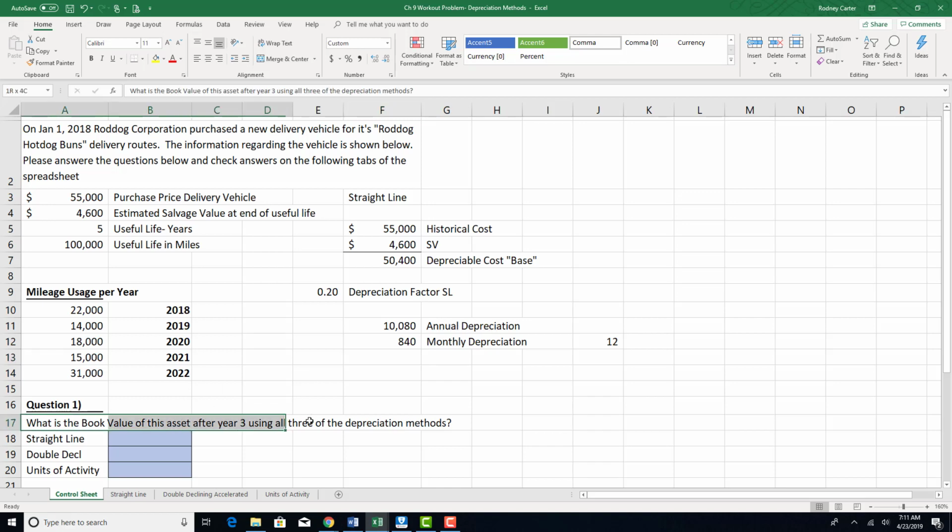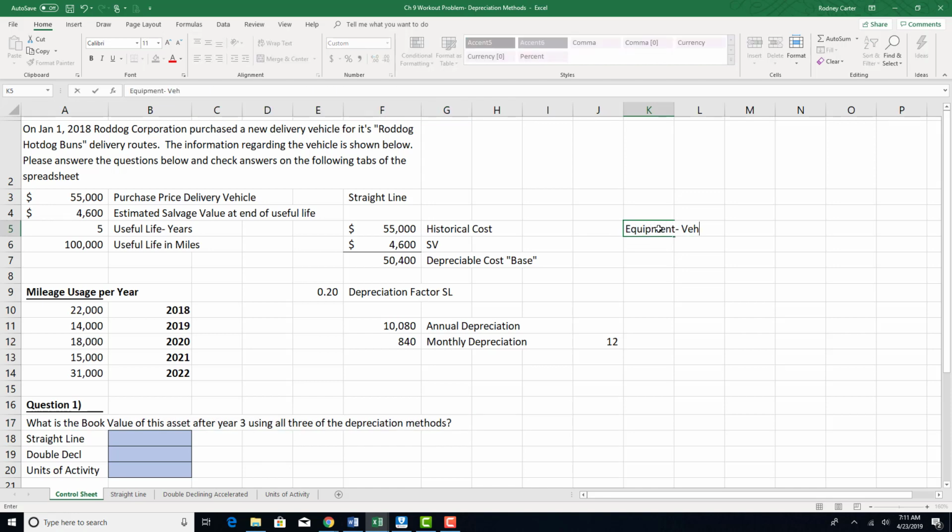The question asks us, what is the book value of this asset after year 3? Well, let's remember that this equipment vehicle is on the balance sheet, right? This historical cost is always going to be shown here, and then we say less accumulated depreciation. And what is that after 3 years? Well, we would take 10,080 times 3, and that would get us to equipment net, the net book value, this minus this, and there we are, right?